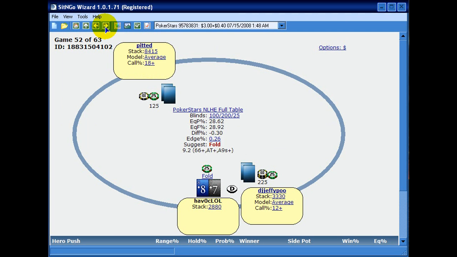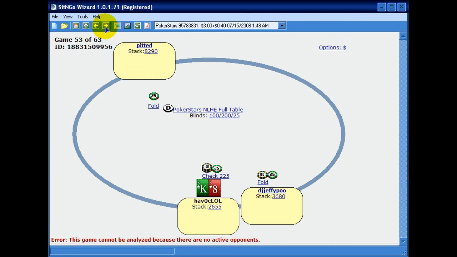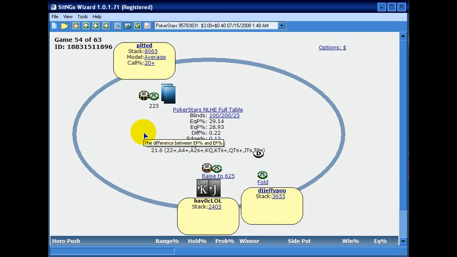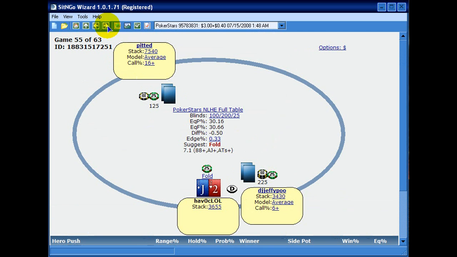And just very quickly at a glance, we can see that it was all pretty standard plays. King Jack suited, we raise, and just because Sit and Go Wizard says that it's a push does not mean we always have to push. Sometimes, for example, if we're under the gun with aces and 15 or 20 big blinds, we can make a better play than a push, which would be a raise, and then a re-raise over a 3-bet, or a caller push.